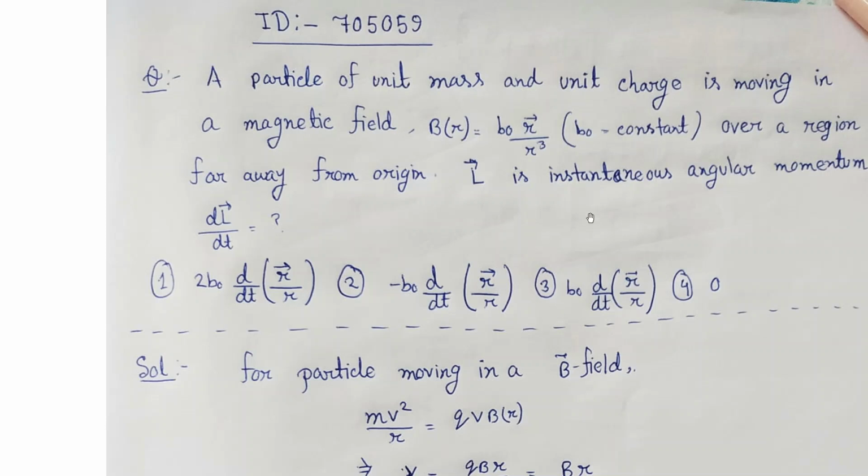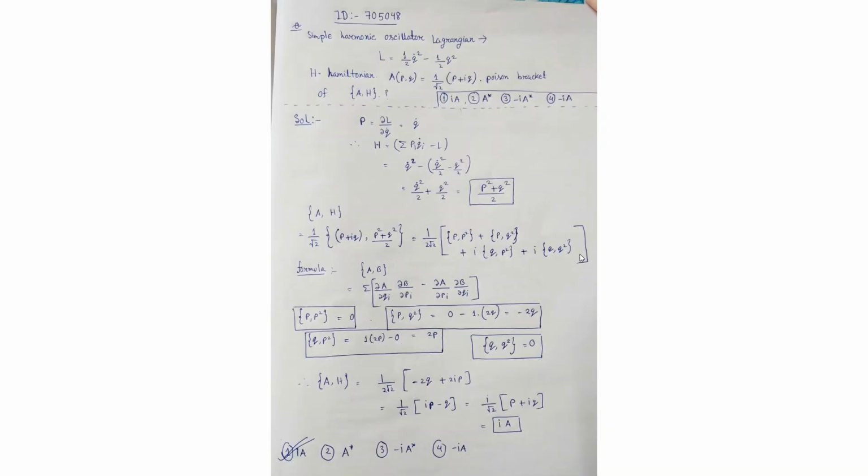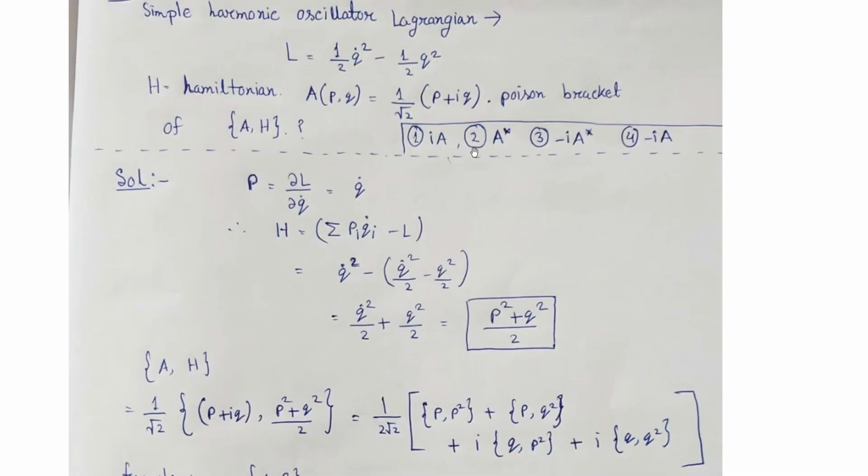Some of you may get confused with this expression for v, but don't take any confusion. v is always perpendicular to the radial direction. Keep this thing in mind. Okay, so now let's do the second problem.